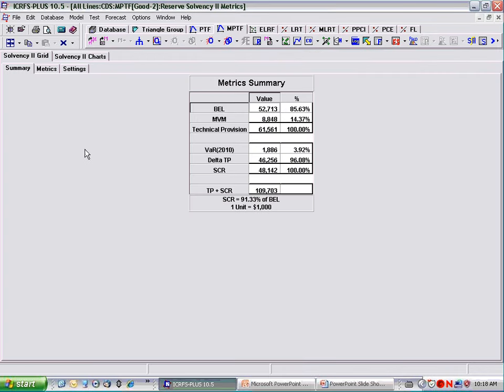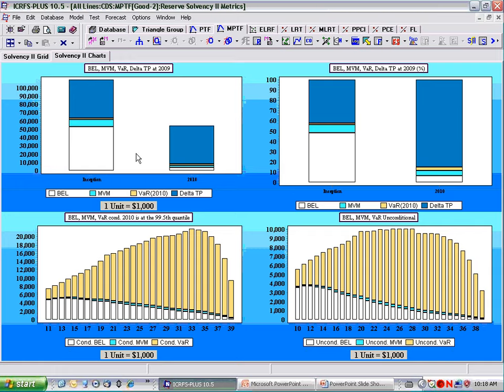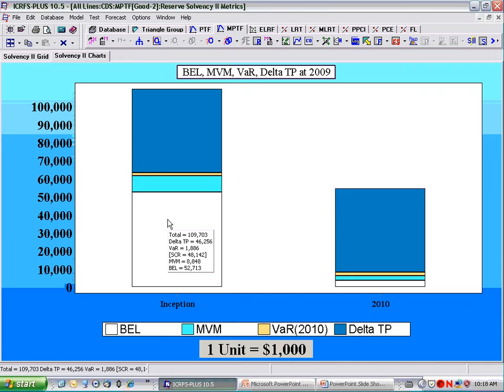Okay, so what do we have? Let's look at the charts first. What you notice is the total capital at inception is 109 million. The delta TP, which is this blue, is pretty large, meaning that if the first year is in distress, you need a lot of additional technical provisions for subsequent years. The VAR is pretty small compared to the delta TP.